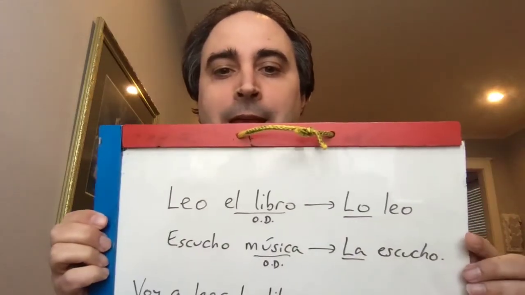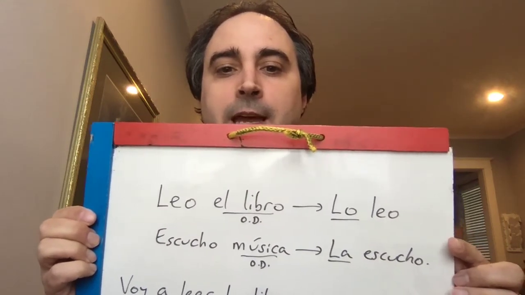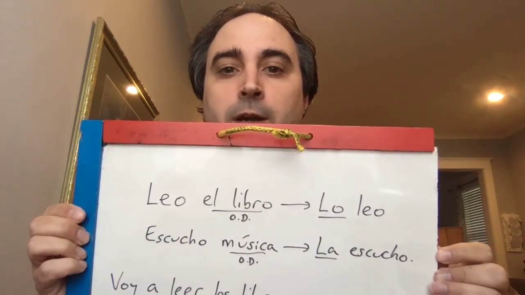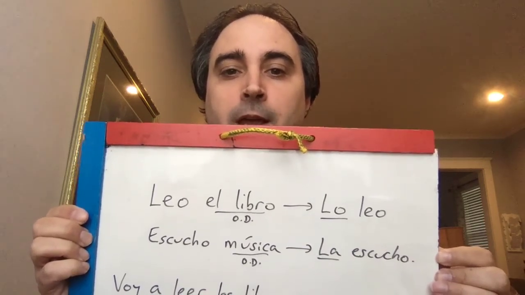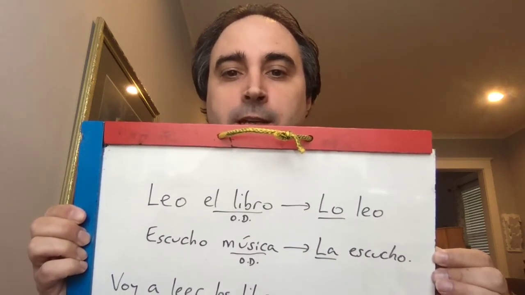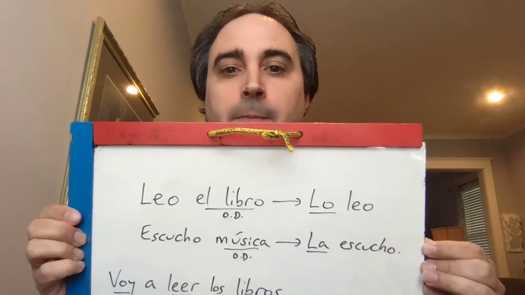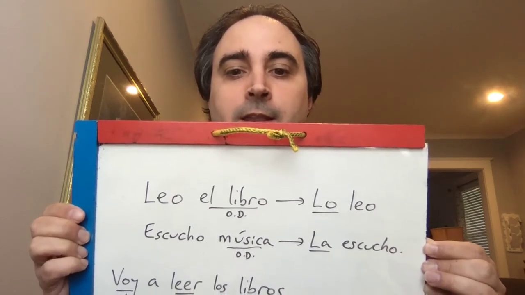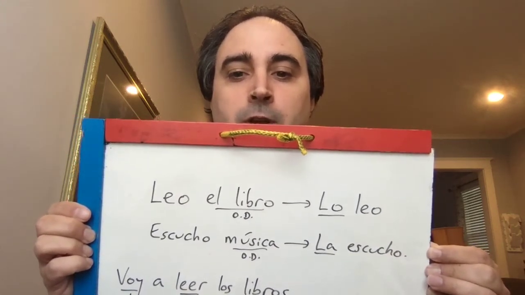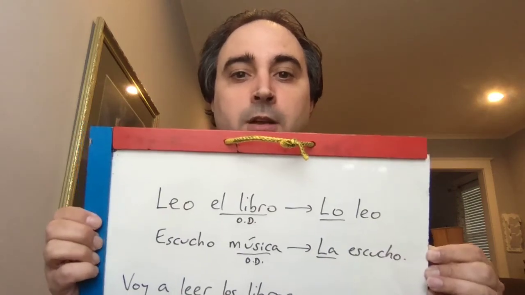If I say, for example, leo el libro, the direct object there is el libro. So instead of saying leo el libro, we could substitute that direct object with the direct object pronoun lo, because it's masculine and because it's singular. And so we could say lo leo. As you can see, the sentence is a lot shorter in this case. Another example would be escucho música. The direct object there is música because it's the thing that I listen to. And as you can see, it is feminine and it is singular, so you could simply say la escucho. La escucho. Again, it's a lot shorter.